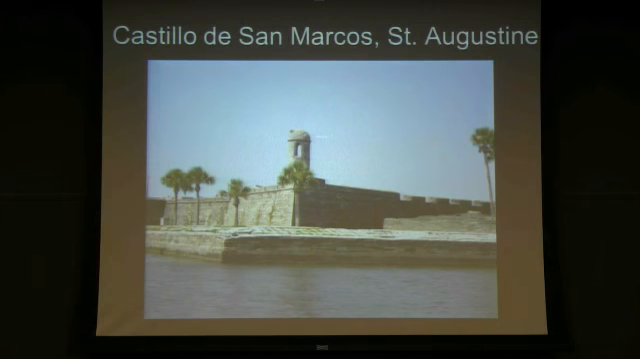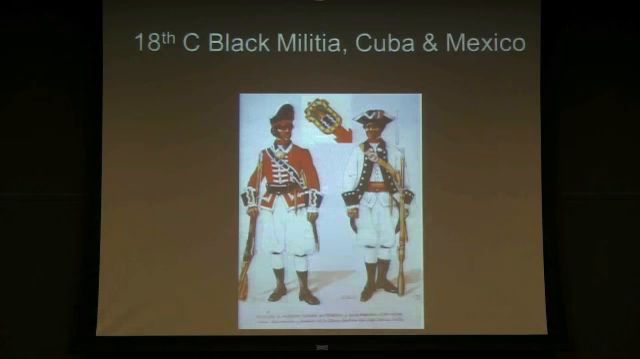When the English would attack, as they continued to do throughout those years, they and their Indian allies attacked St. Augustine right up to the end. All the townspeople would go into the safety of this big fort, and then the militias would be out there like the guerrillas on the outside, taking care of everybody.